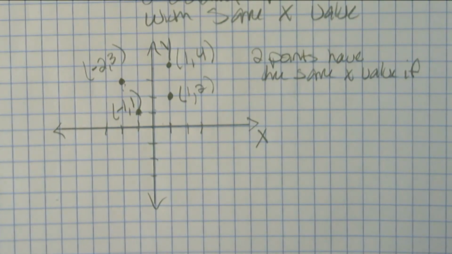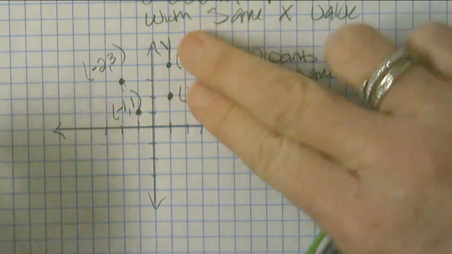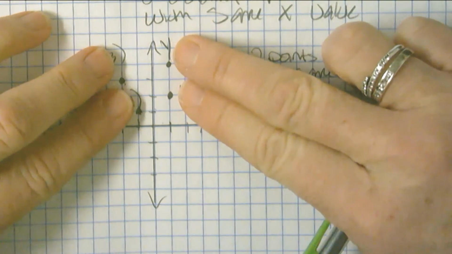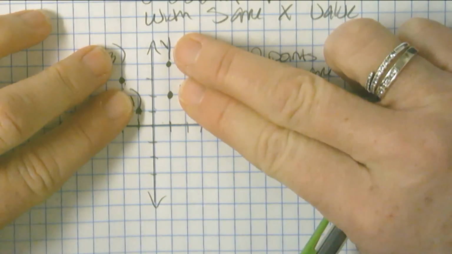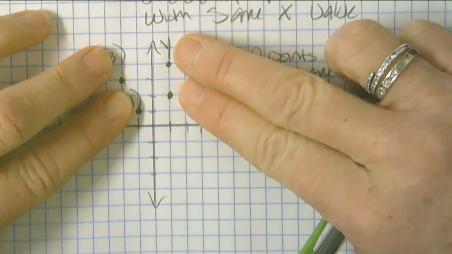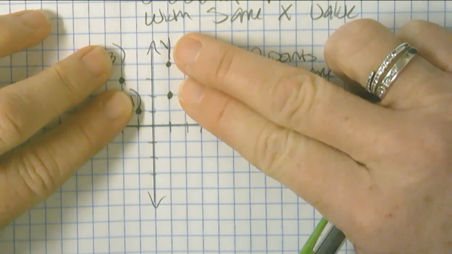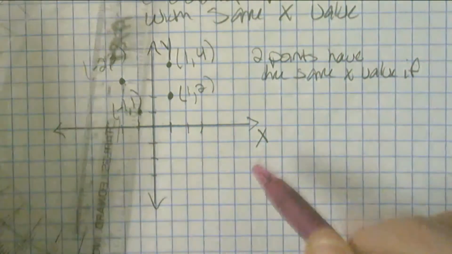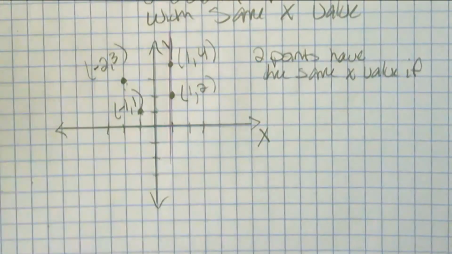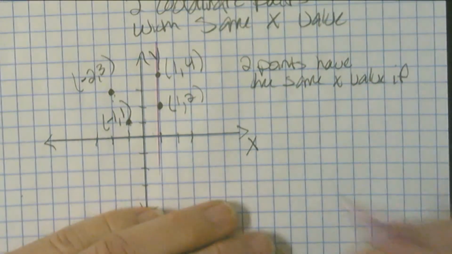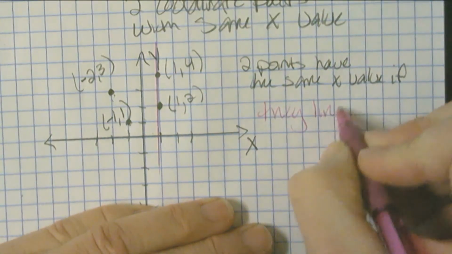Yes, I do. What do you notice about those 2 points, that I don't even need to write these on here, that you could be like, I know those line up? How do I know that I have 2 points that have the same x value just by looking at the graph? Jacob? They line up vertically. So 2 points have the same x value if they line up vertically.